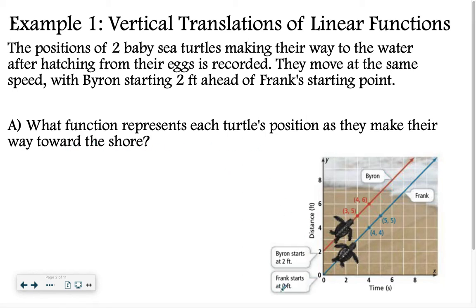Let's start with Frank here. Okay, so Frank starts basically on our graph at the origin, right? And when we are looking at these graphs, we're going to write equations like what we practiced back in chapter 2, and then we're going to turn those equations into functions using that function notation that we've been practicing this chapter. So let's start with Frank.